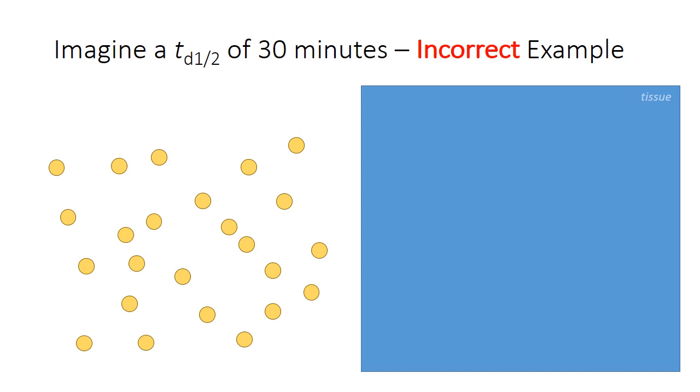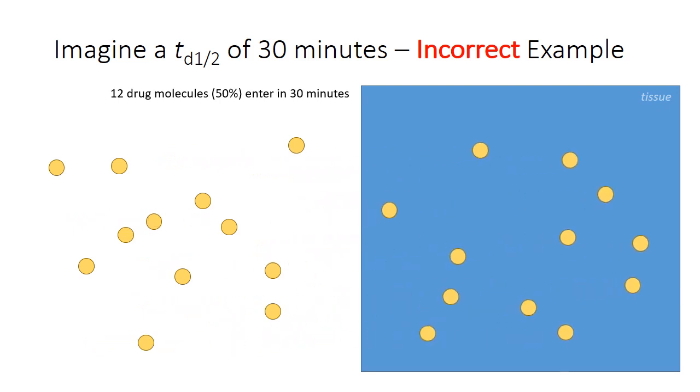And this is going to be an incorrect example. So let's say in the first 30 minutes we see this. Okay, 12 drug molecules out of the total, and the total will be 24 here, but 12, or 50%, enters the tissue in 30 minutes. Right? So that looks correct so far. We're going by half-lives, and that means in the next 30 minutes we should have another 50%. Well, remember, the total amount declined, right?